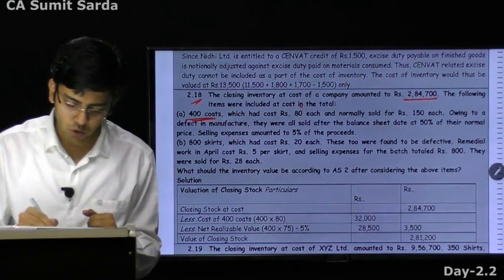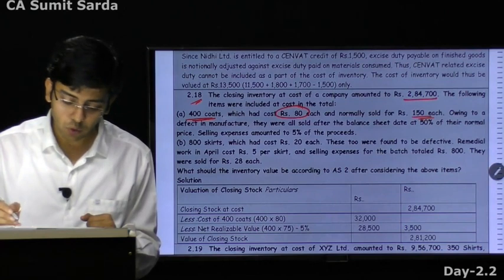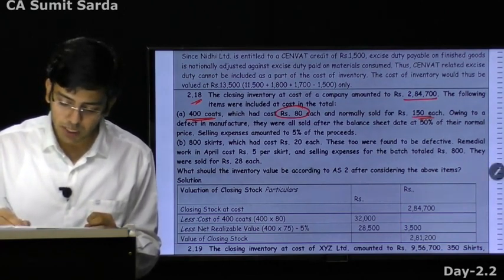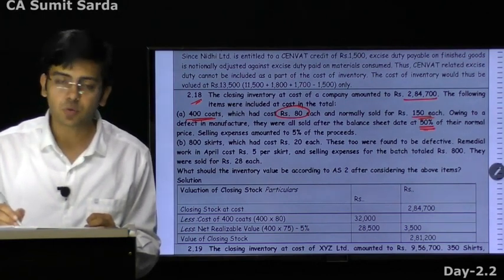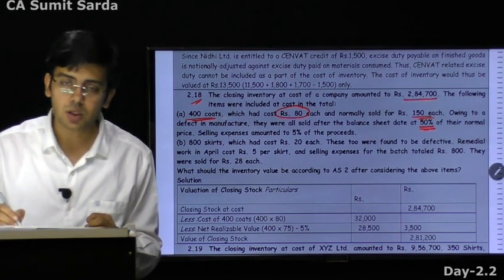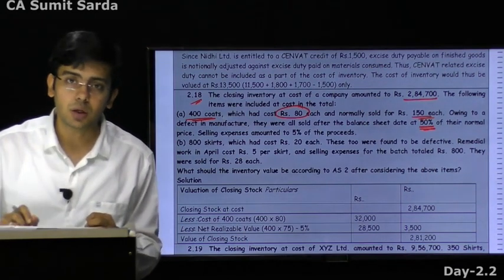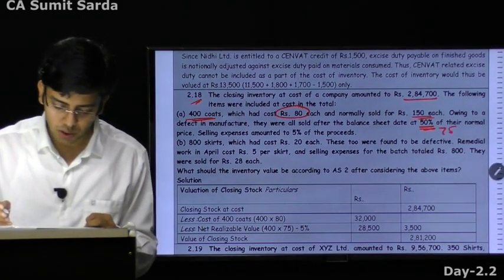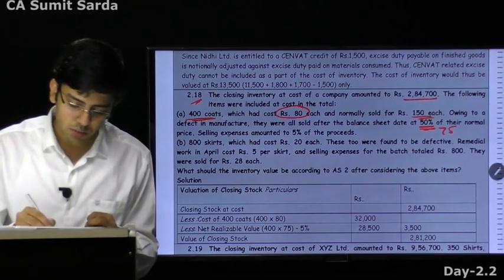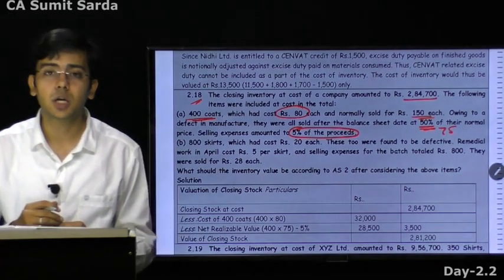400 quotes at a cost of 80 each, normally sold at 150, owing to defect. They will be sold after the balance sheet at 50% of their selling price. 50% of selling price. What is the selling price given in the question? It is 150. And 50% of 150, it is 75. So 75 is considered to be the selling price of these products. Selling expenses 5% of these proceeds. 5% of proceeds. My friend, what is the proceed that you are getting?